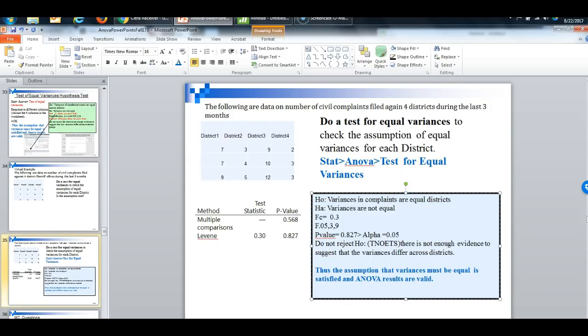So is this going to be a valid statistical test if we do an ANOVA? Yes, because your p-value is greater than alpha. The variances in effect are not different, which means we can assume that they're equal. Yay! So that's the first thing that we're learning in today's lecture: how to test the underlying assumption for the one-way ANOVA.